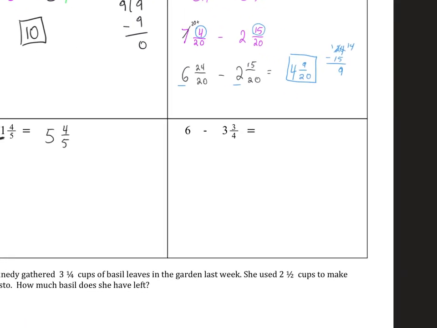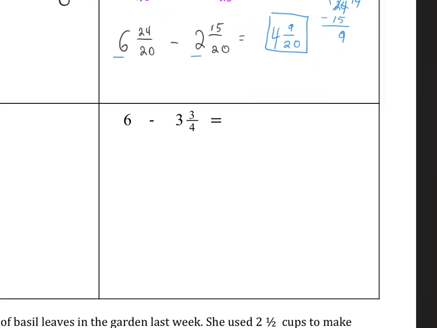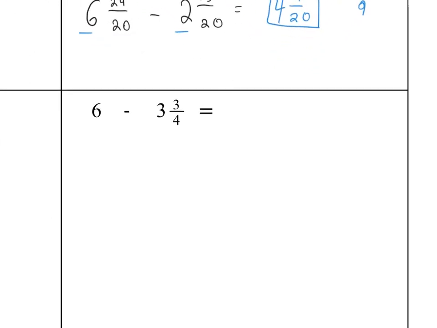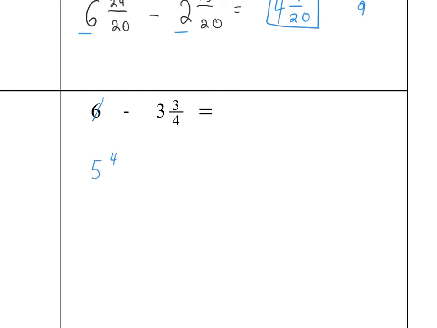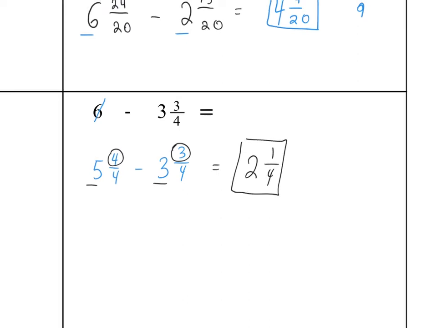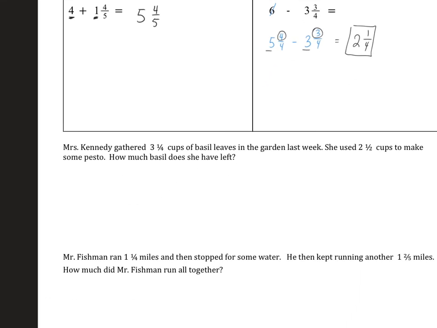Okay, let's take a look here at this bottom one. Remember, I'm going to use that same strategy. I'm going to take that 6 candy bars and break it into 5 and 4/4. Then I'm going to set up my subtraction here. 5 minus 3 gives me 2. 4/4 minus 3/4 gives me 1/4. 2 and 1/4.